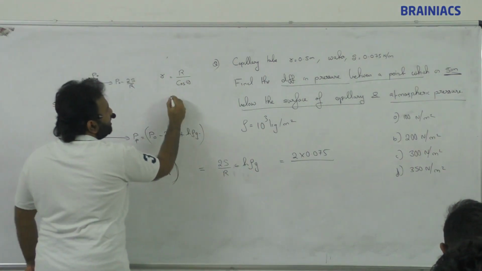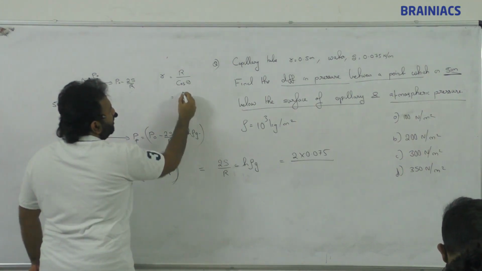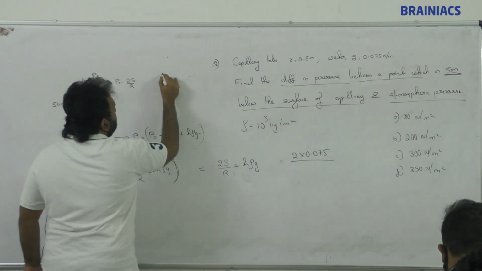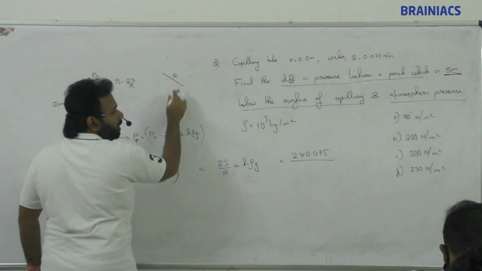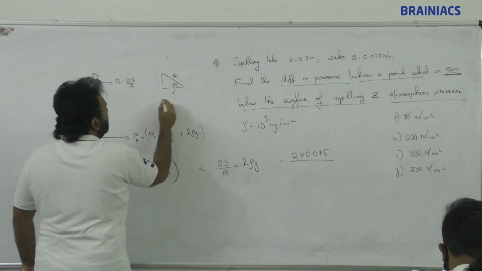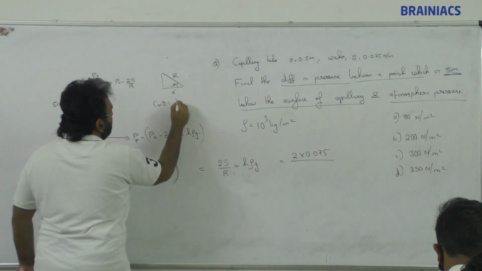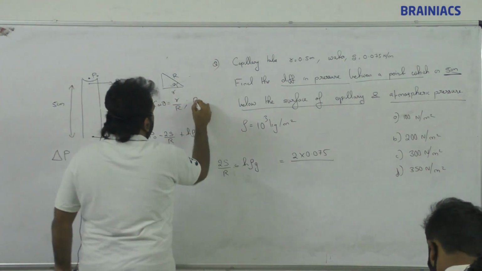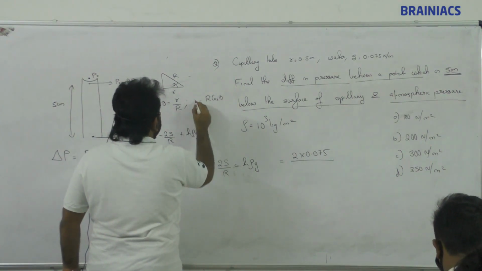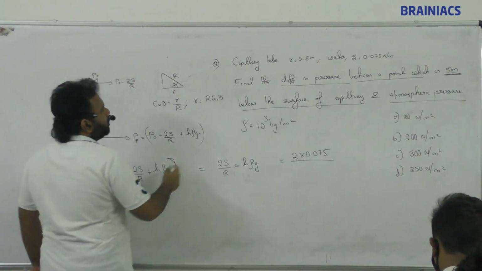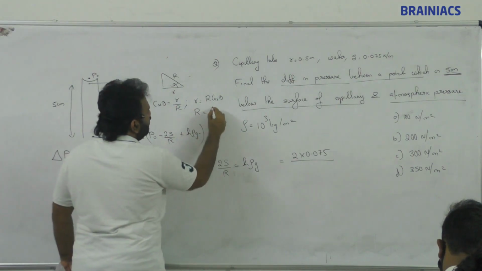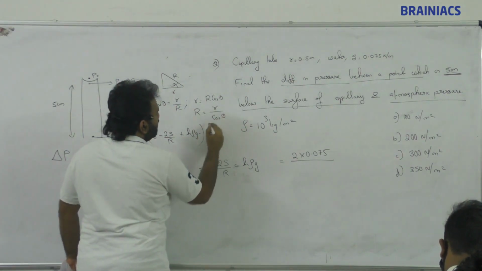How does this come? This is R, the radius of the meniscus, this is the small r, and this is theta. So cos theta is equal to what? Small r by capital R. So small r is equal to R cos theta. Small r is given, so capital R is equal to small r divided by cos theta.